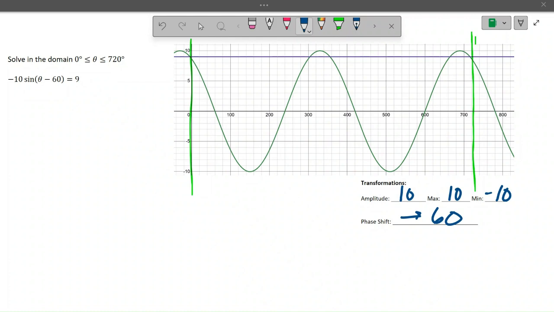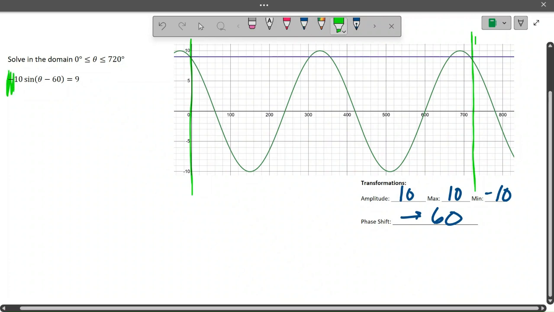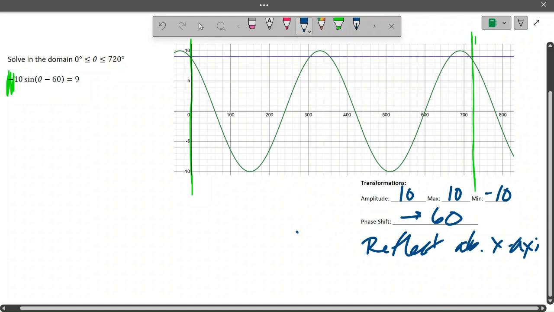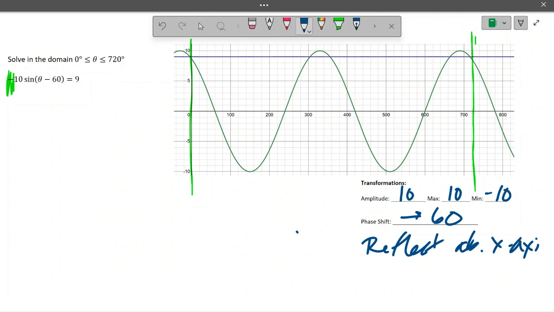And the other transformation that we have is the direct result of that negative sign. And this is a reflection about the x-axis. All right. So what you're going to notice with that reflection is that instead of going up first, our graph actually goes down first. So we hit our minimum before we hit our maximum.